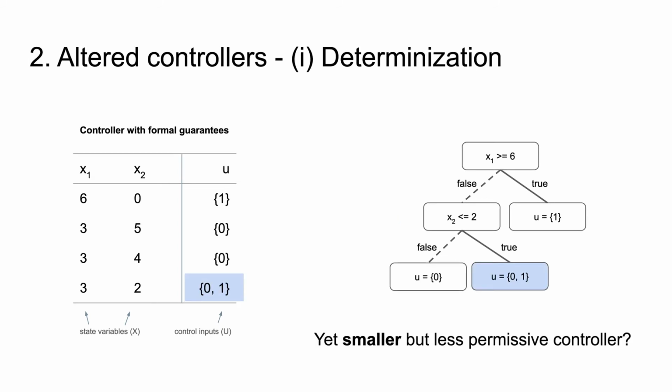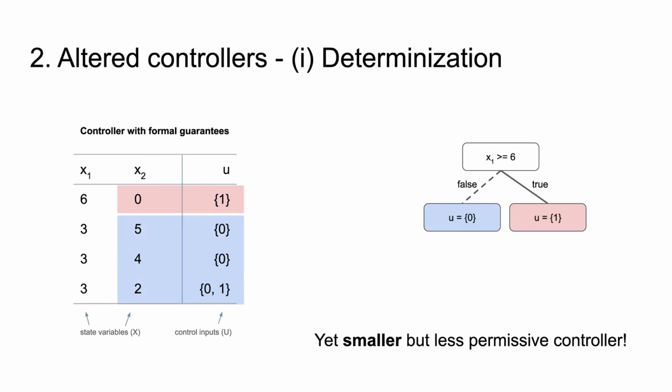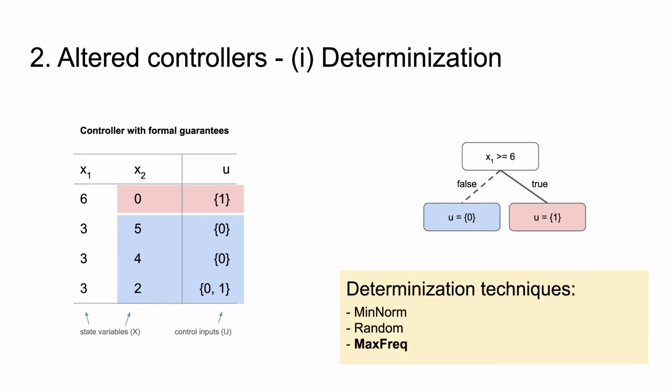Now, what if we are ready to sacrifice a bit of permissiveness to obtain a controller that is still safe but even smaller than this one? Observe that we can resolve our non-deterministic control input to either 0 or 1. If we resolve it to 0, then we can group its node together with its sibling and obtain this very small tree. In our tool, we offer many determinization techniques, such as the standard selecting inputs with the minimum norm, or resolving the non-determinism randomly.